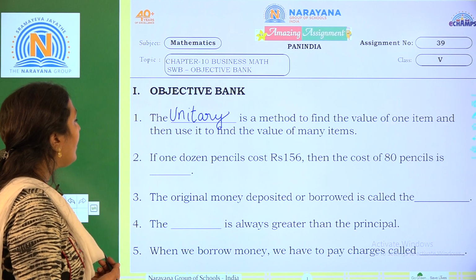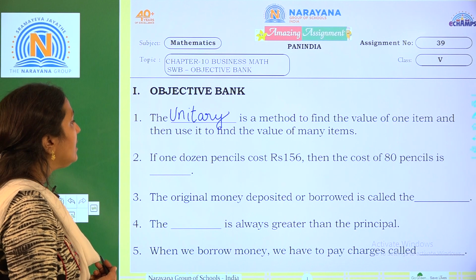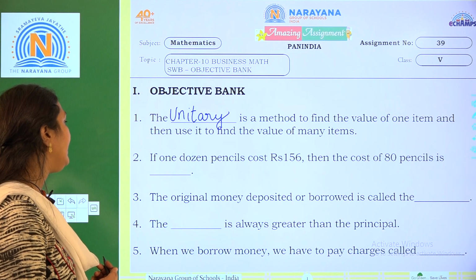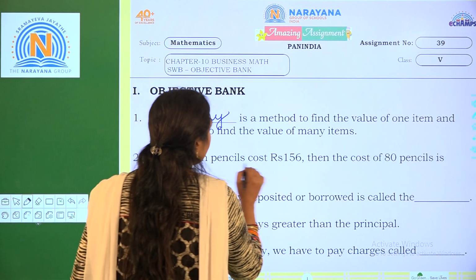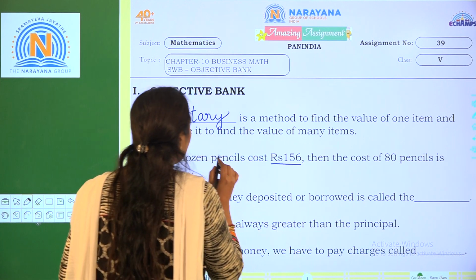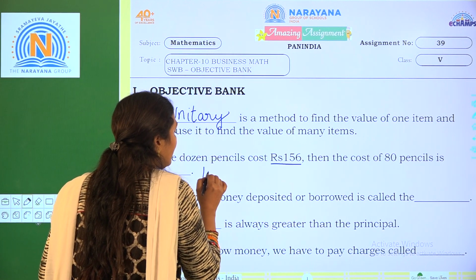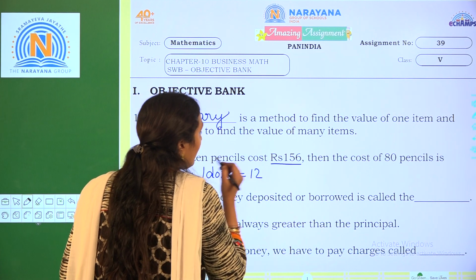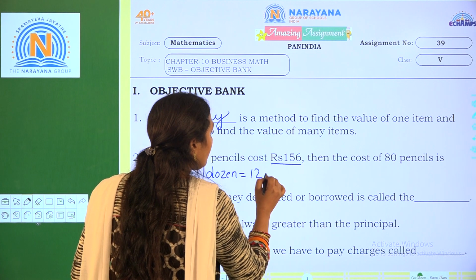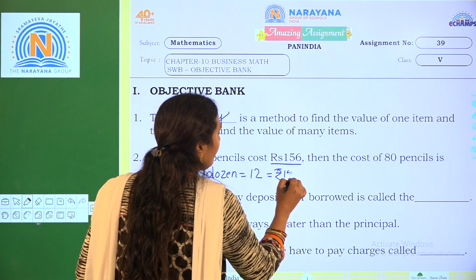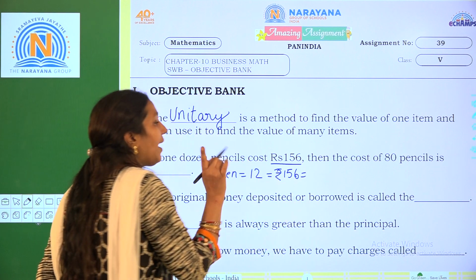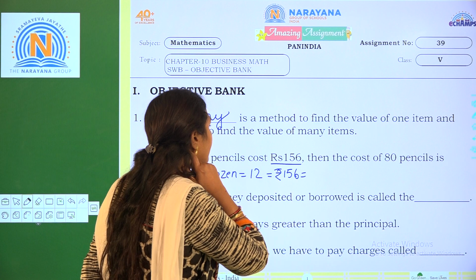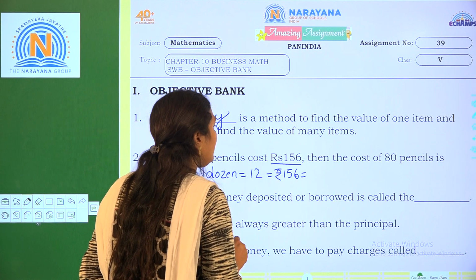Next one, if 1 dozen pencils cost 156 rupees, then the cost of 80 pencils is? 1 dozen equals how many articles, children? 1 dozen equals 12 articles, means 12 pencils. So the cost of that is 156 rupees. Now we have to find the cost of 1 pencil, then we can find the cost of 80 pencils. That is nothing but the unitary method.